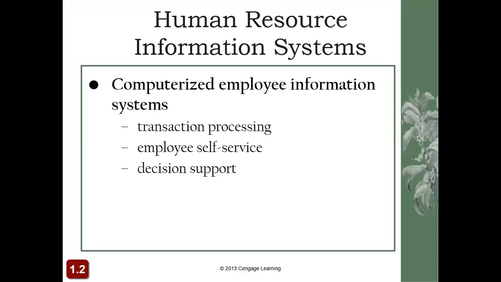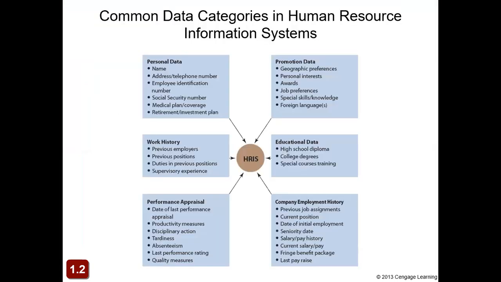The information system, as it says, is a computerized system where you put in information based on what you get from the employee, whether it's service, decision making, or transaction. The system stores things like personal data, work history, and company employment history.